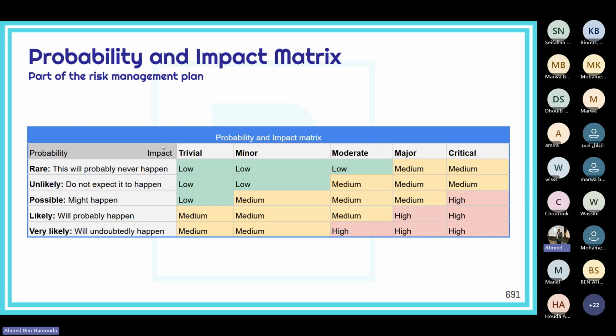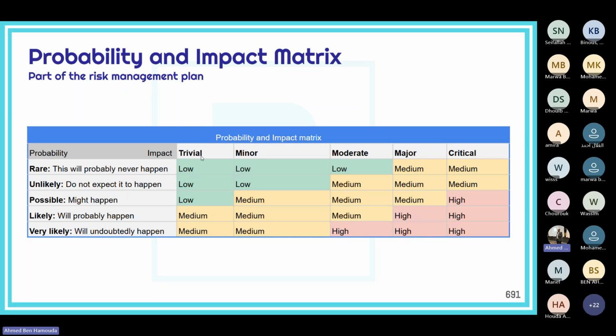Okay, where rare probability is something that would probably never happen, an unlikely probability is something that we do not expect to happen, a possible probability is something that might happen, a likely probability is something which will probably happen, and very likely is something that will happen almost undoubtedly, okay? Almost 99%. Of course, we can never have 100% as probability, but 99% is called this way. So, for example, we decided to go with 5 levels of probability. You can choose 3 levels, 7 levels, 4, it's up to you, really, okay? That's just an example. And then you define the impact levels.